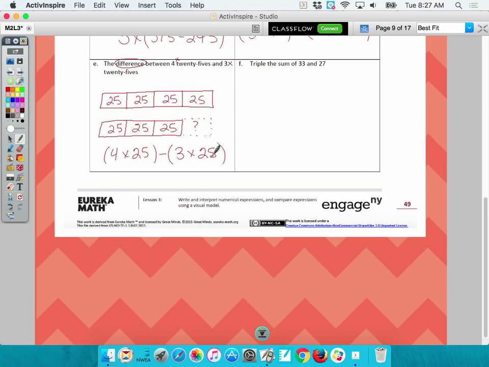I like the next one. It's fun. It says triple the sum of 33 and 27. So sum, and then what's triple mean? Times 3. Very good. Okay, so start with the sum. What do I write underneath it? 33 plus 27. Good. And how many times do I need this here? 3 times.